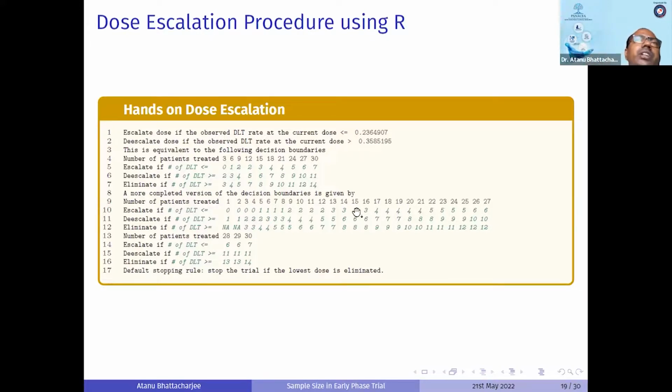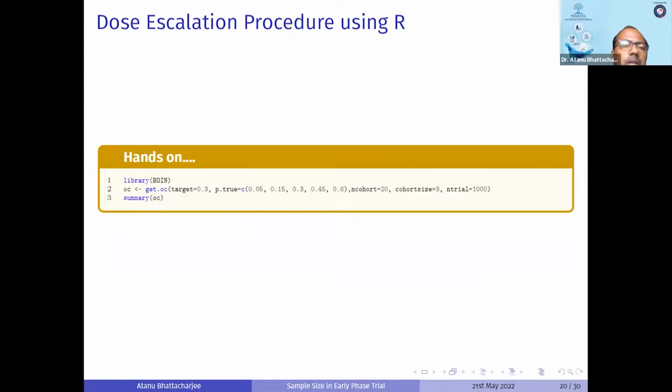Every time, as I mentioned, it's quite sensitive. So every time you are going to take a new patient, look at the toxicity, calculate the toxicity, and take decisions on that. So this is the way to find out the dose escalation procedure using R.